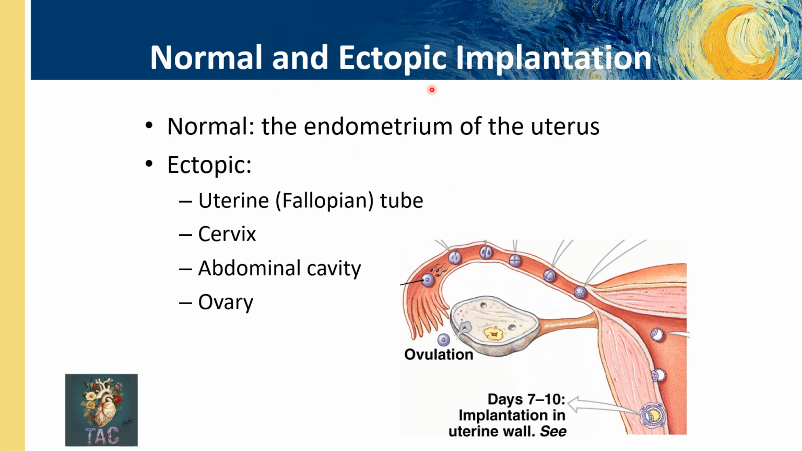So another clinical correlate over here, very important. Normally after the fertilization, implantation takes place in the endometrium of the uterus. So any implantation other than in the endometrium of the uterus is called ectopic implantation. Ectopic implantation can take place in the uterine tube, which is the most common type. Then it can implant in the cervix, even in the abdominal cavity, and sometimes the ovaries as well.